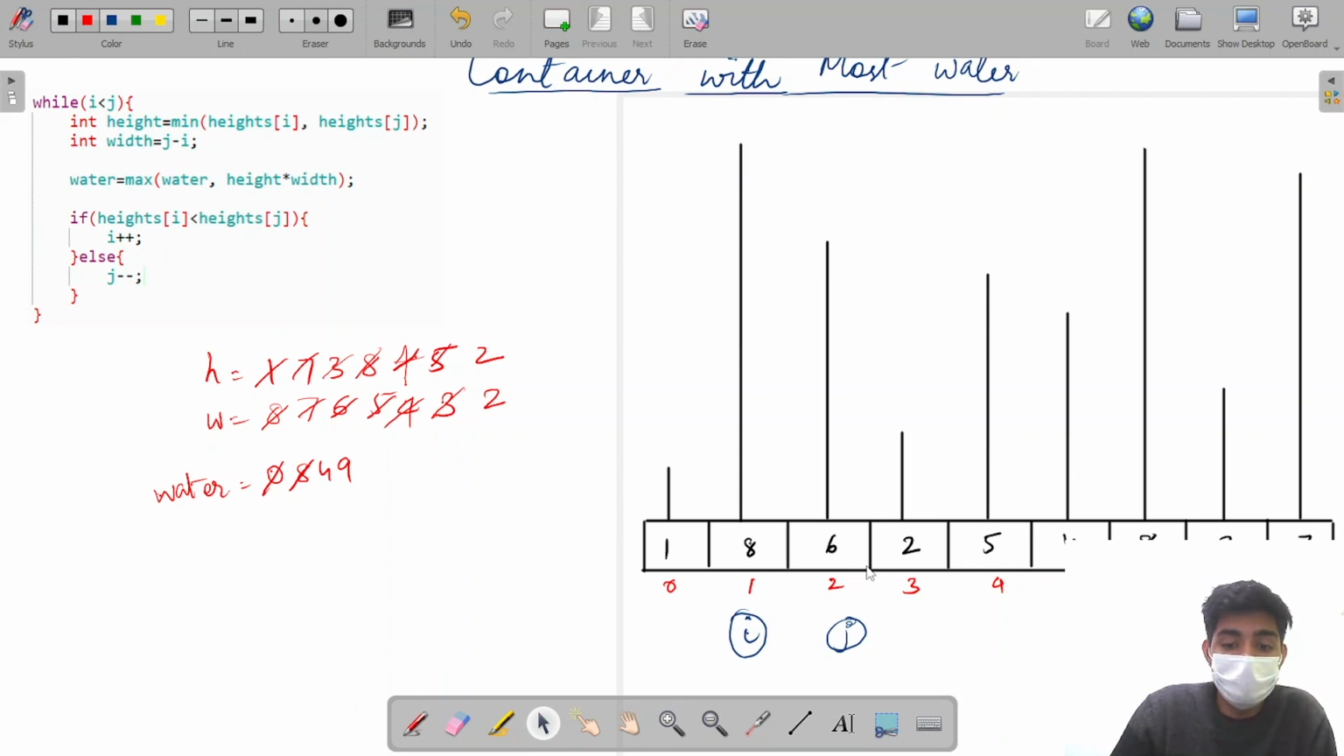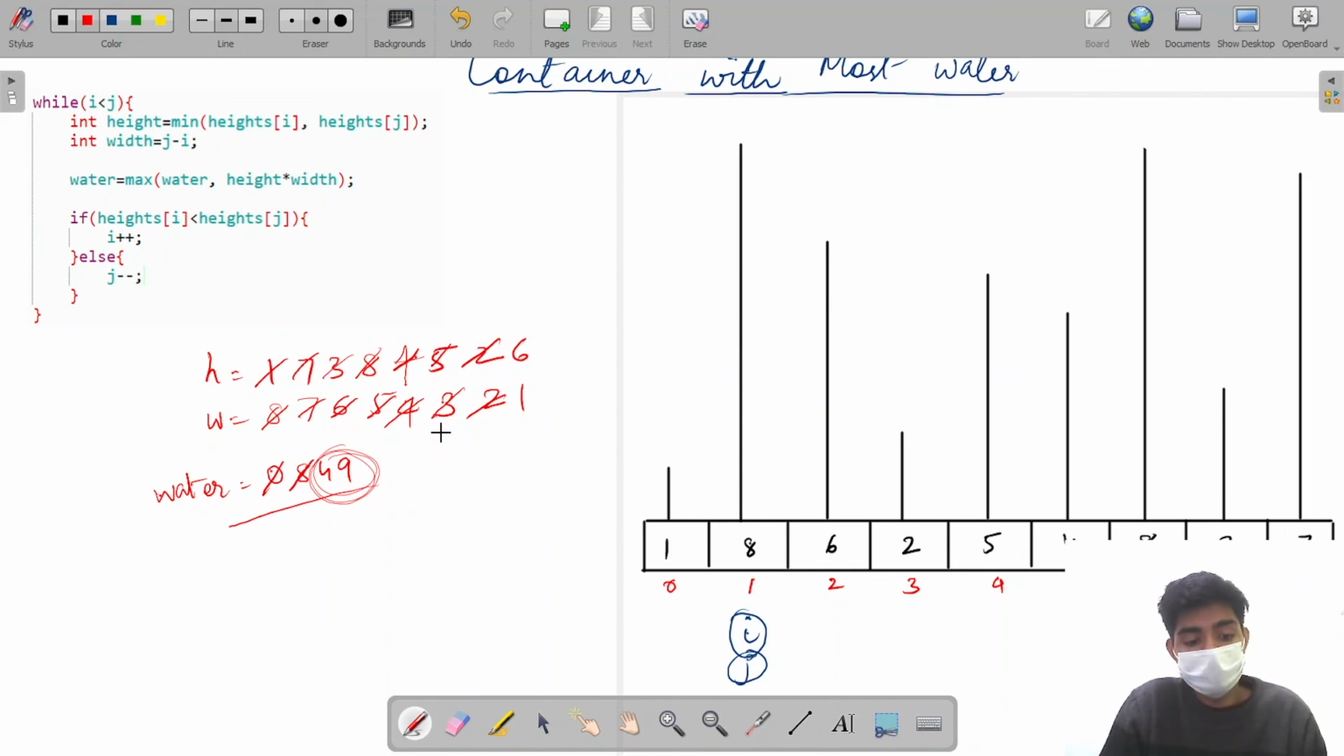Then we have 8 and 6. 6 is smaller, so my height is 6. My width is 2 minus 1, which is 1. So my new water will be 6. 6 is not greater than 49, so I won't update it. Now my j reduces, and i and j are equal. The loop terminates and I get 49 as my water. So this was the right answer.